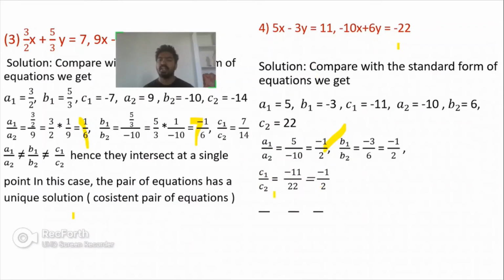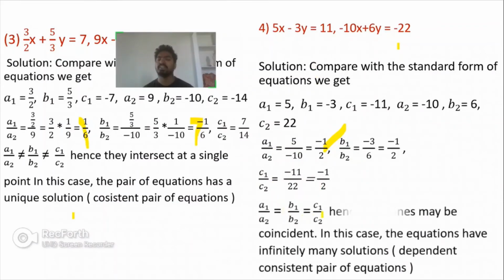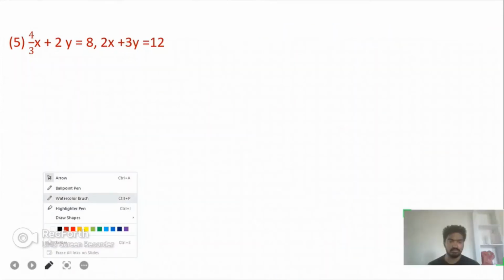Hence, for this pair of equations a1 by a2 is equal to b1 by b2 is equal to c1 by c2. Hence, they may be coincident. In this case, the equations have infinitely many solutions. That is a dependent consistent pair of equations.